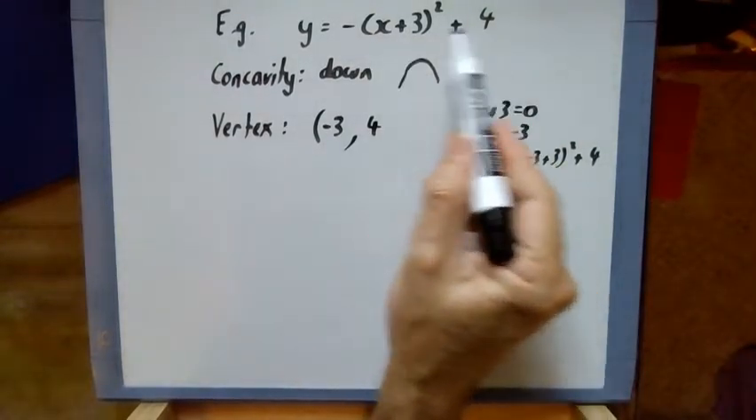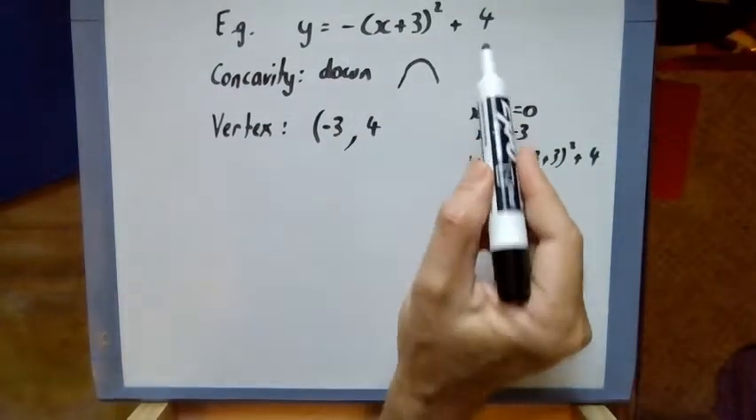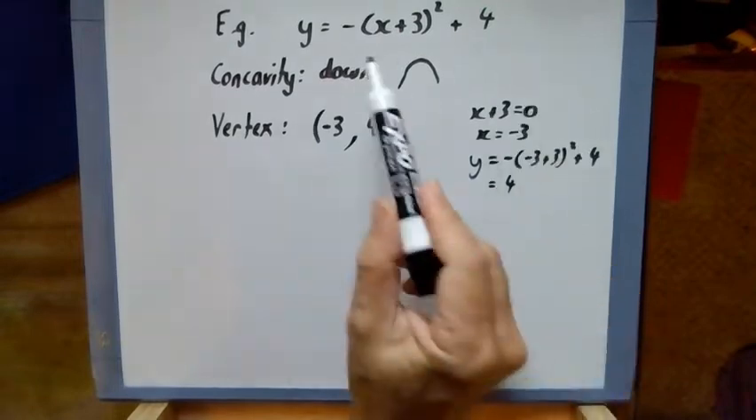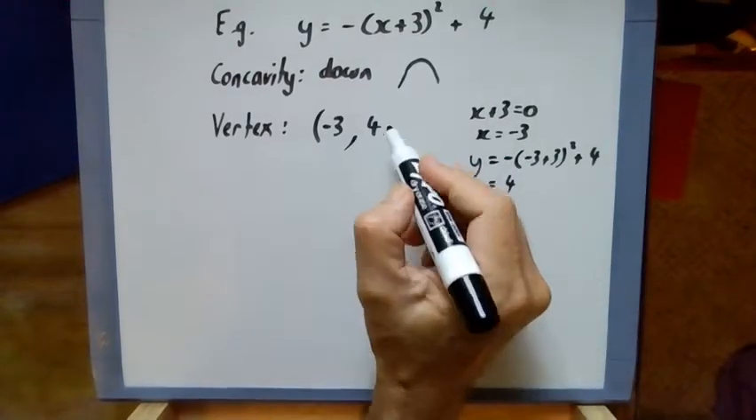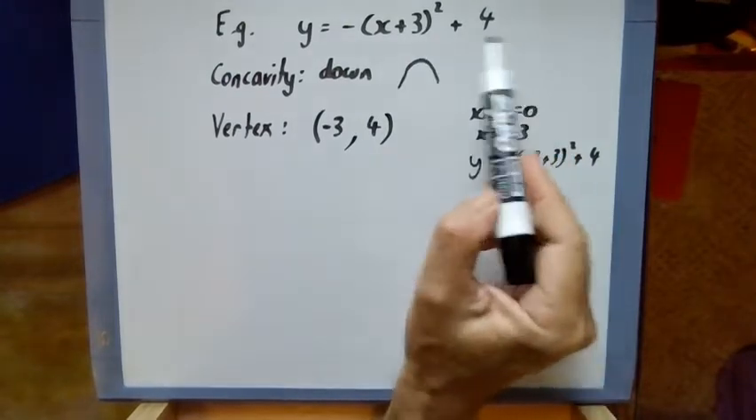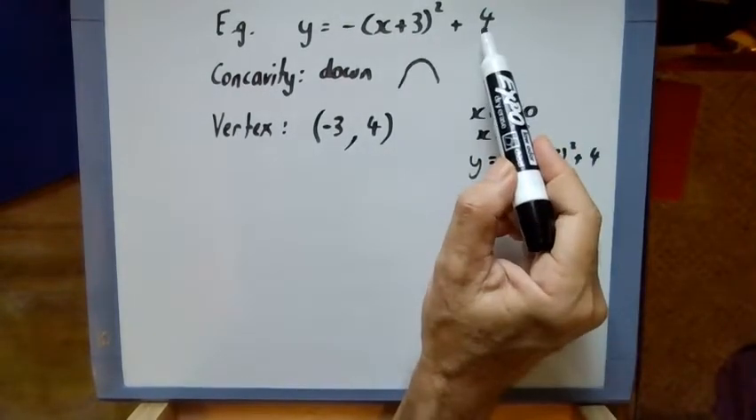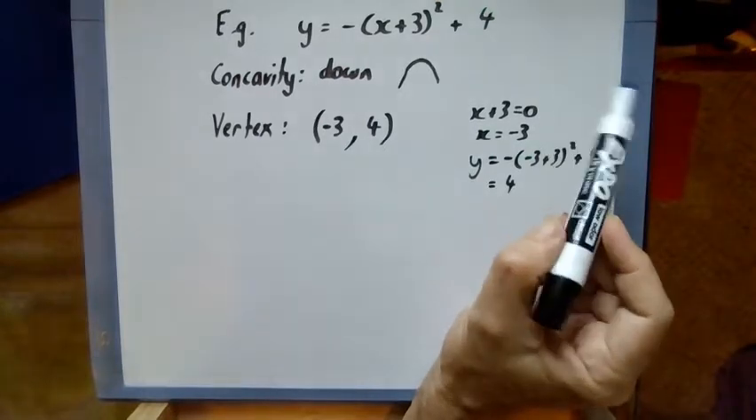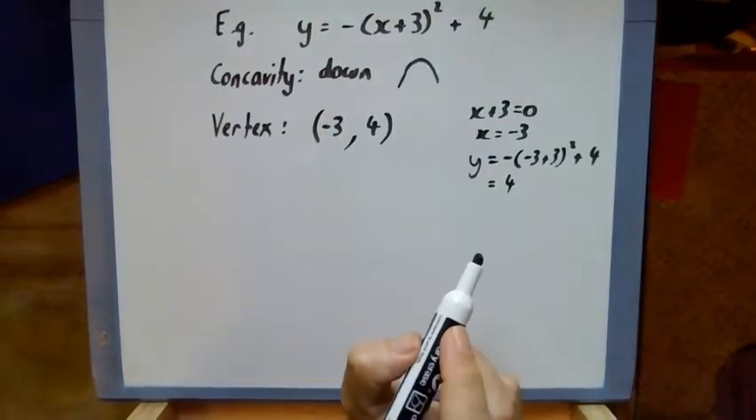One of the great things about this way of expressing a parabola is that we can see the vertex straight away. It's the negative of whatever we need in here to make it 0, and this value on the end. We're told that it's concave down.